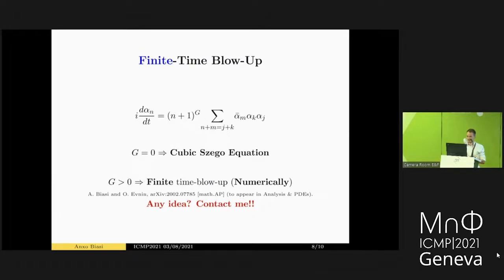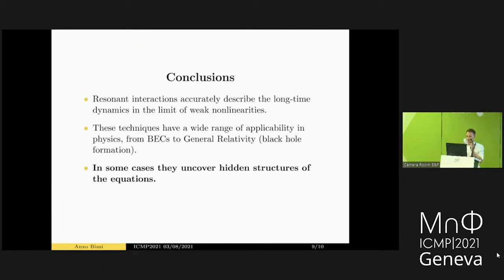Okay. So the conclusions. Resonant interactions accurately describe the long-time dynamics in the limit of weak nonlinearities. These techniques have a wide range of applicability in physics, from Bose-Einstein condensates to general relativity, for example, the black hole formation in the context of the instability of AdS spacetime. And this is an important remark.